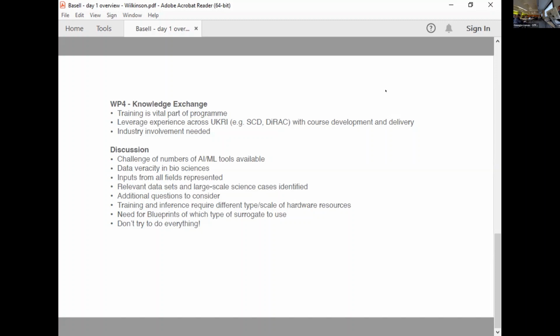Bayes. Then the second half of yesterday was discussion, and I didn't try to capture everything, but just a few things that jumped out at me either during the discussion or in the evening. The number of tools that are available is a challenge, as I said at the start, and that is something we have to navigate through. The point at the end kind of summarizes that we can't do everything.